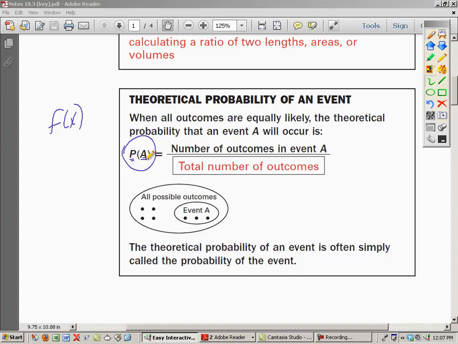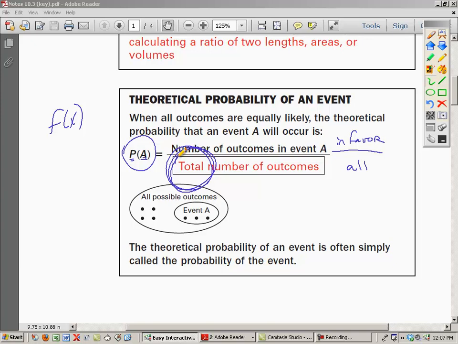So the number of things that are done in favor of, out of all possible outcomes. So the number in favor out of all possible outcomes. And that's really important that you recognize that it's the total number of outcomes for the entire experiment. All the different outcomes that could happen, the number that are in favor divided by all of the different events.